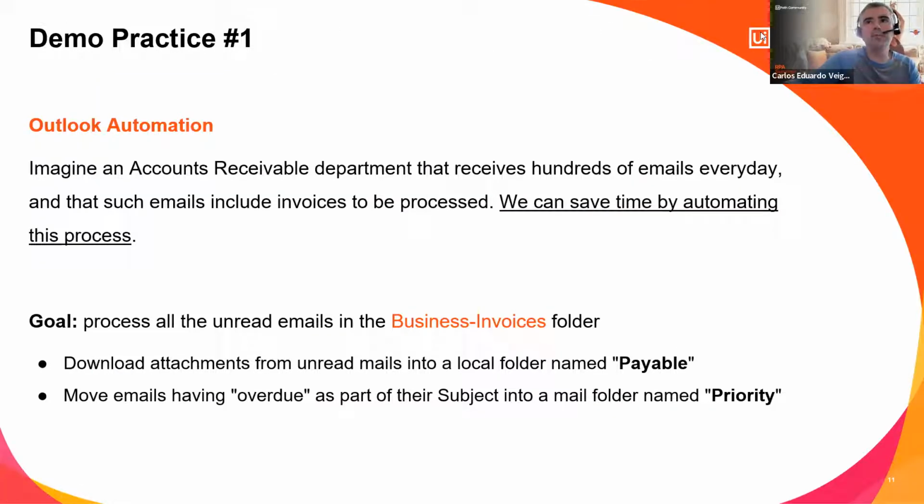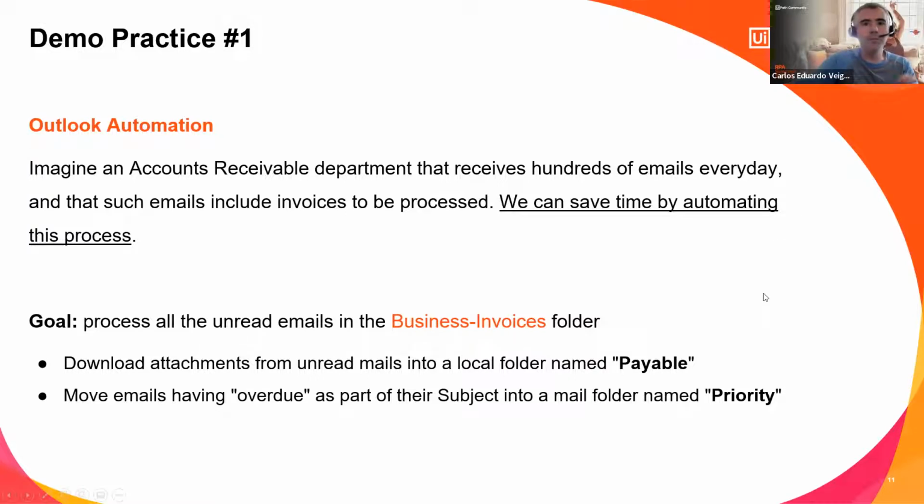In this demo, the example of the accounts receivable department that might receive hundreds of emails every day, and they might need to process those emails and figure out which ones are invoices, and you might get them downloaded into a given folder. And maybe if they have some keywords, I want to do something a little bit different. I need to make sure that if something is overdue, that I can move it to a different folder for priority that I can take a look at later on. So this is just a base example, and we will expand on it in this demo here.